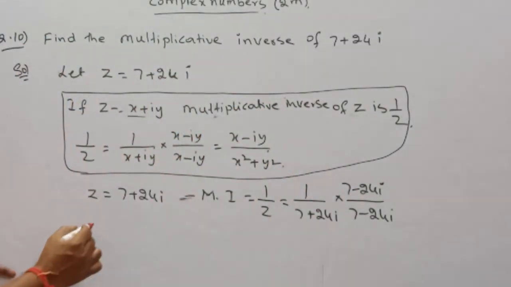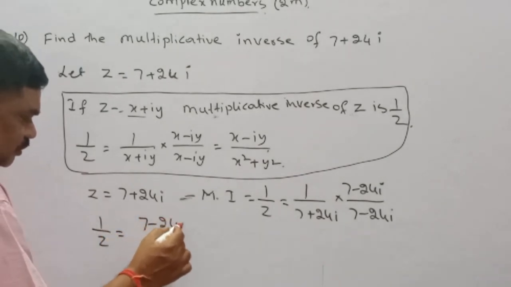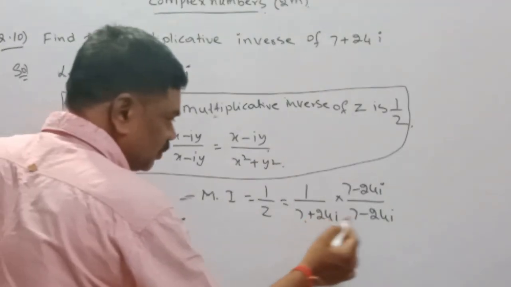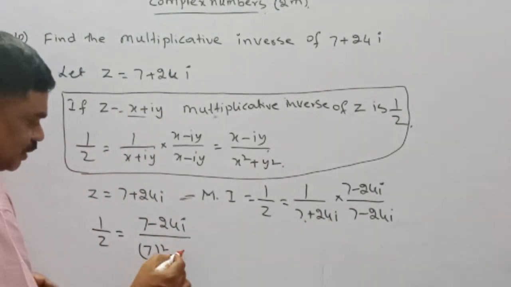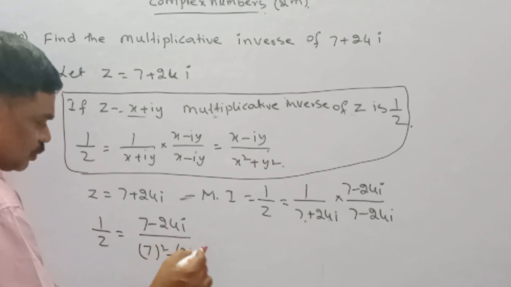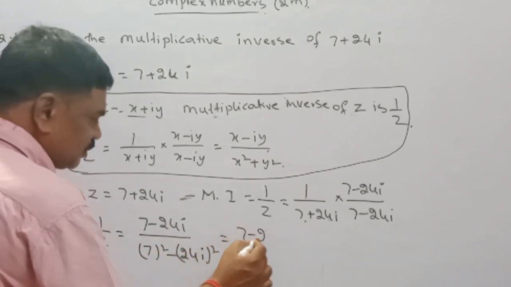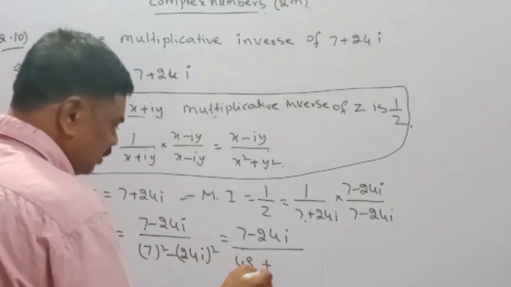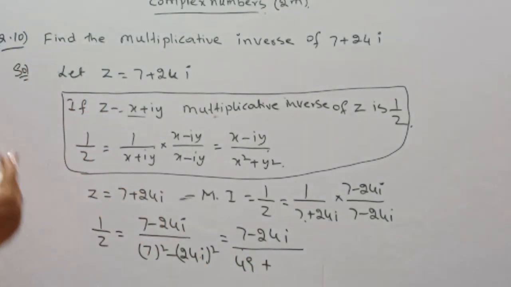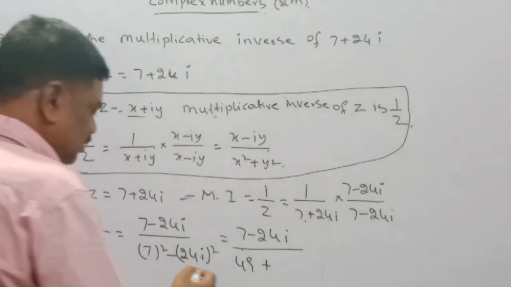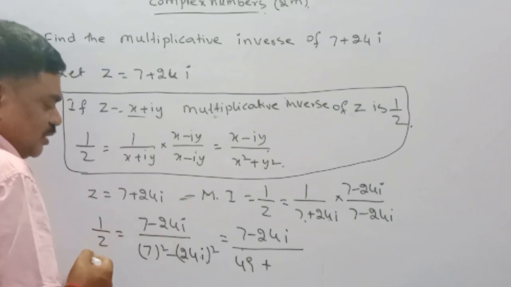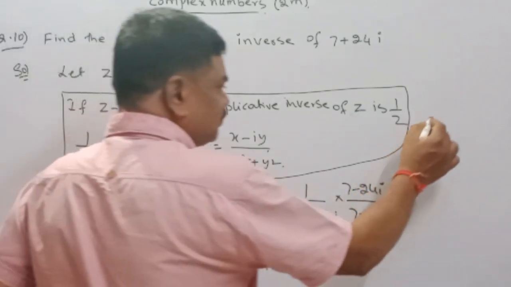Okay, all of you. So 1 by z is equal to (7 minus 24i) in the numerator; in the denominator, multiply by a plus b into a minus b. That gives 7 square minus (24i) whole square. The numerator is 7 minus 24i, and the denominator is 7 square, which is 49, plus i square. What is the value of i square? Minus 1. Minus into minus is plus, 24 whole square.